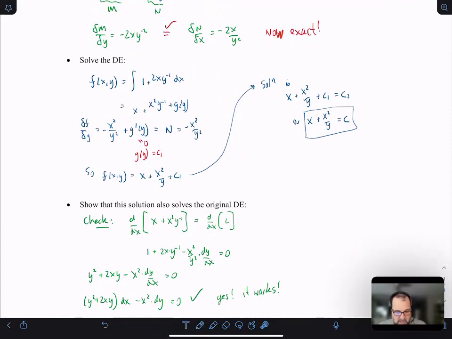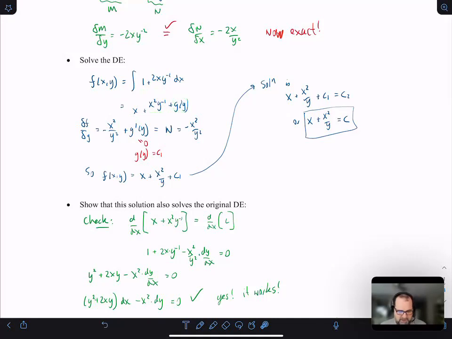So one method is to take the M function and partially integrate with respect to x, because if this is exact, the M function is the partial derivative with respect to x of this function f of x, y that we're trying to find. So let us do a partial integral with respect to x. If we partially integrate 1, you get x. If we partially integrate 2xy to the minus 1, we would get x squared y to the minus 1. And again, there's a constant generated because we are integrating with respect to x. This constant could have been any function of y.